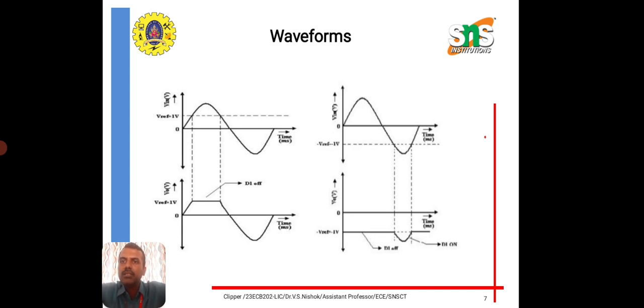Similarly, when V reference is negative, that is minus 1 volt, the same thing applies. When Vi is less than V reference, the output will be produced, and when Vi starts moving greater than V reference, the output will be cut off because the diode D1 is in off condition. So in both diagrams we are clear how the input voltage is shaped or altered based on the reference voltage, according to the need.